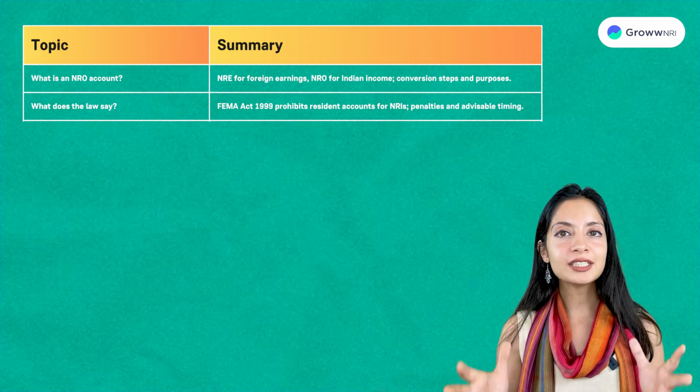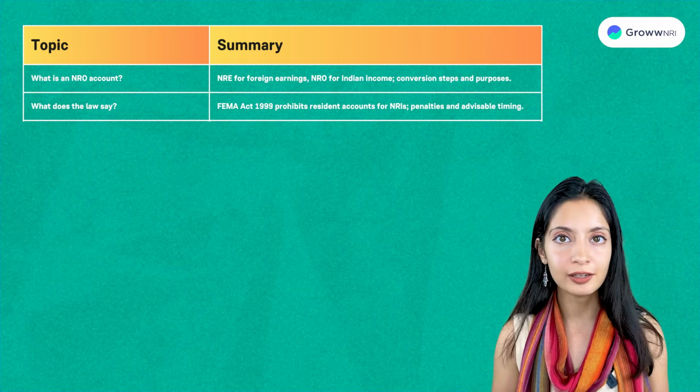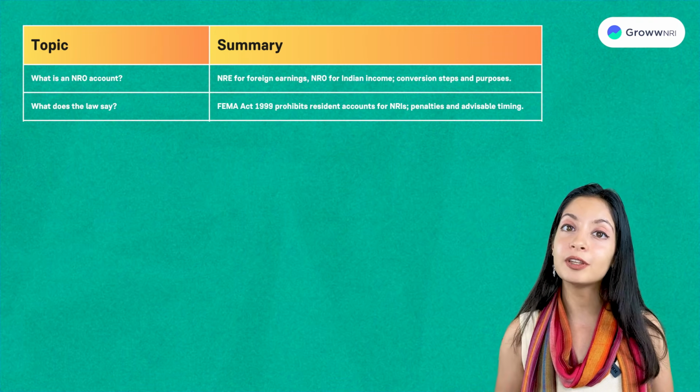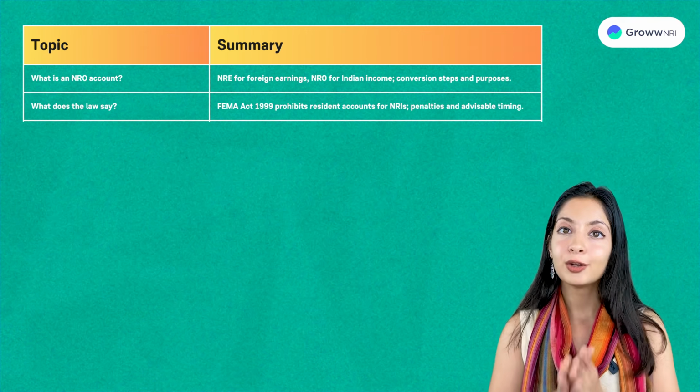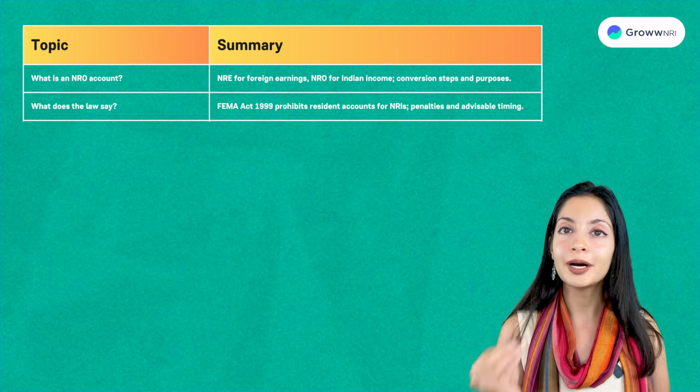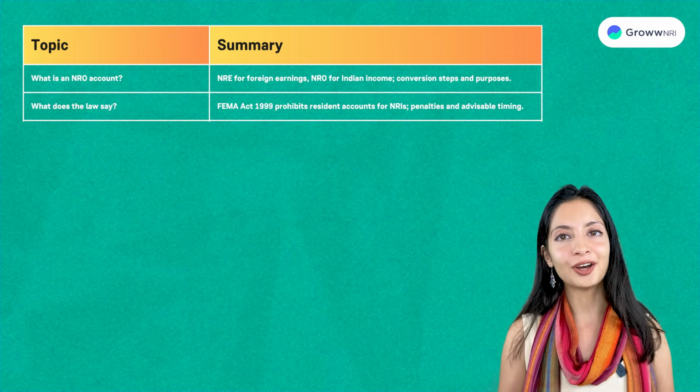And well, that's a wrap. Let's recap some of the key takeaways from this video. Once you receive an NRI status, it's not legal to maintain a resident account as per the FEMA Act 1999. To manage your finances in India, you must open an NRE or an NRO account.